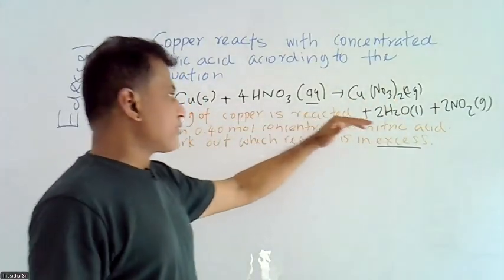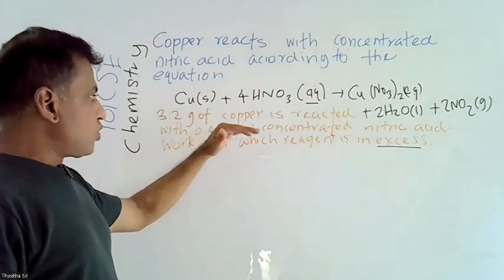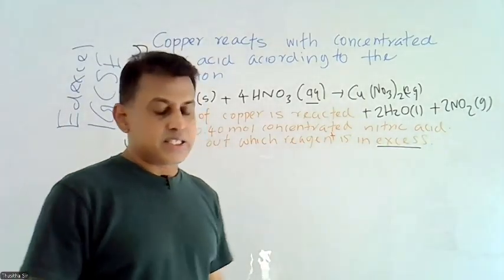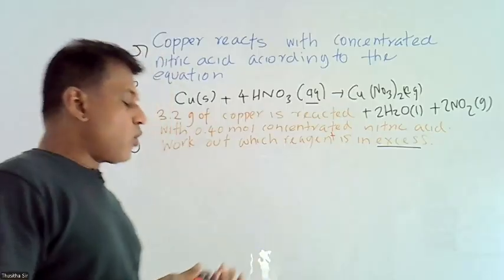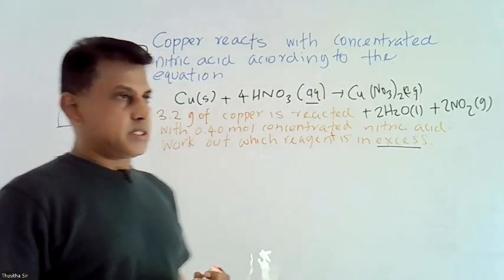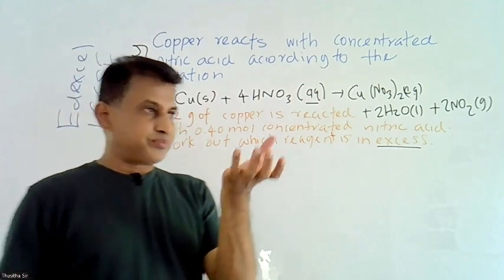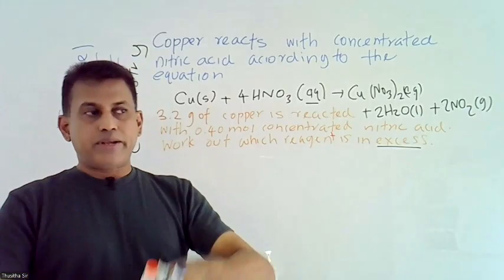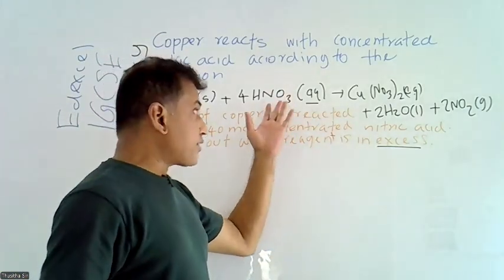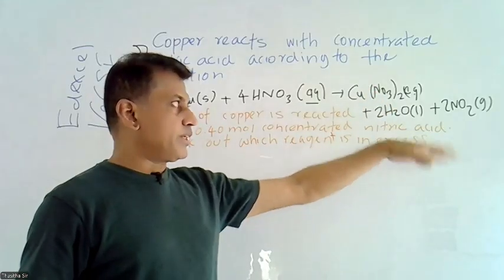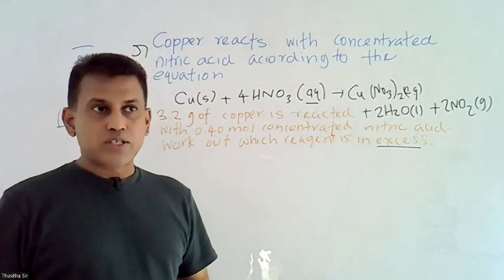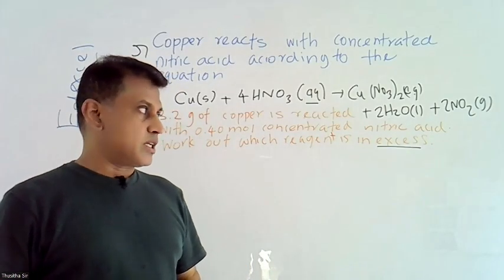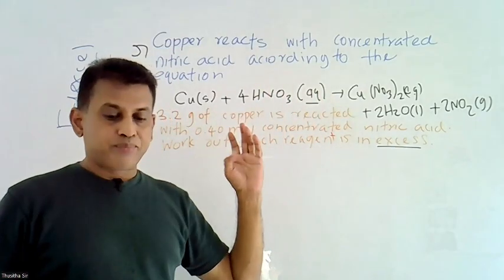3.2 gram of copper is reacted with 0.40 mole concentrated nitric acid. Work out which reagent is in excess. So now the idea of this experiment is this. We have nitric acid and then we add a piece of copper. The copper reacts with the nitric acid and produces copper nitrate, water and nitrogen dioxide gas. So which one is in excess, nitric acid or copper?